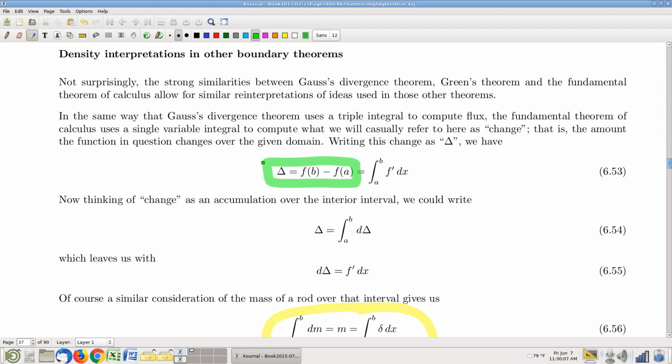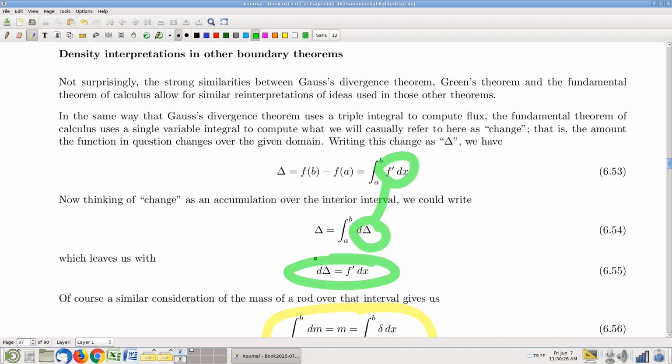And so this stuff, this thing called change, and I'm just using delta as a way of representing change. It's just notation. Change is an accumulation of stuff. Therefore, d-change, a differential amount of change, is f prime dx, and therefore f prime is, per unit length, of course, f prime is change density.